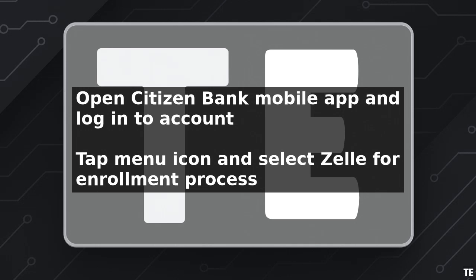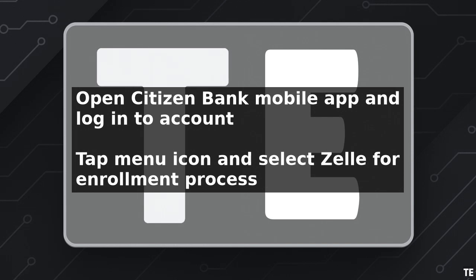Next, you will need to enroll in Zelle by following the prompts on the screen. You will be asked to review and accept the terms of service. Then enter your US mobile phone number and email address. You will receive a verification code that you must enter to complete the enrollment process. After you have enrolled in Zelle, you can start sending and receiving money.